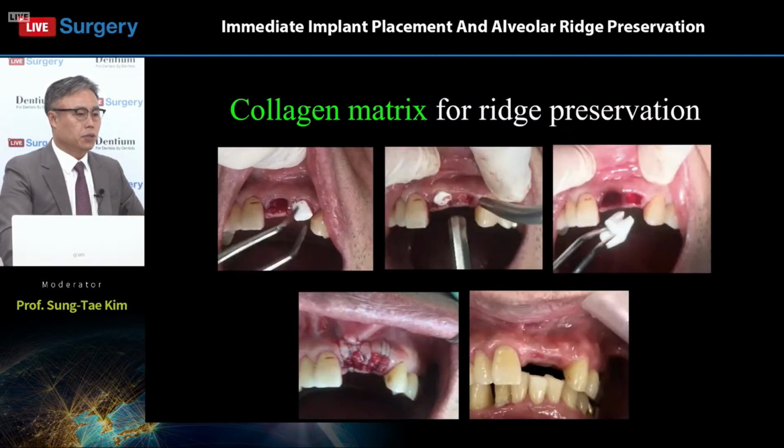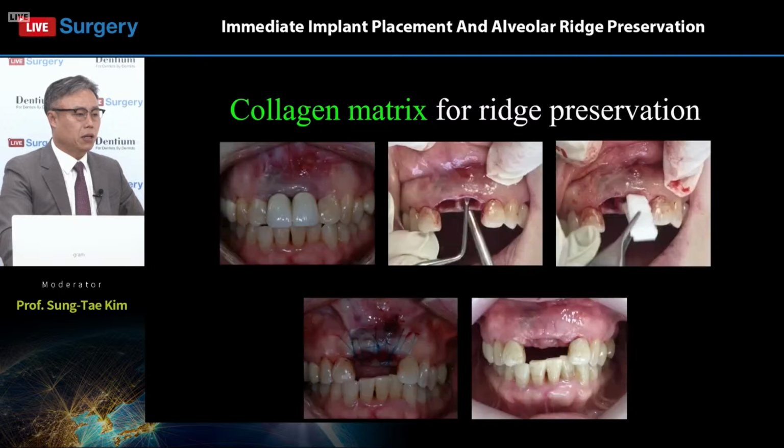This is the first case, applying bone graft and the collagen matrix when the buccal bone is intact. And when there is buccal bone missing, we are applying the collagen matrix to compensate for the missing buccal wall and apply the bone graft material.